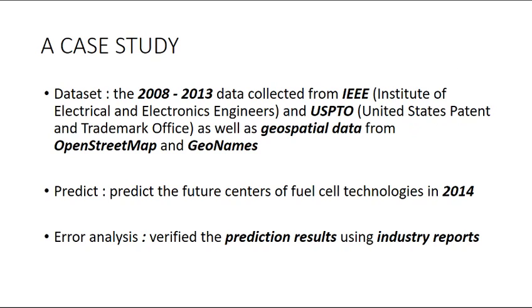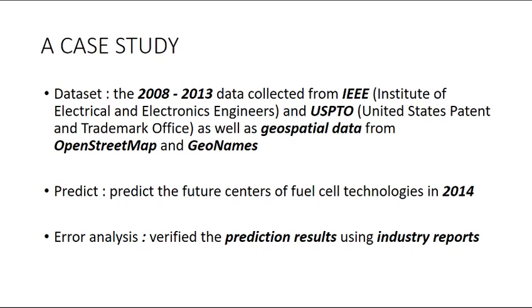So the paper deals with this case study. In this case study, the data set is collected from the 2008 to 2013 IEEE papers and also United States Patent and Trademark Office papers, as well as some geospatial data from the OpenStreetMap API and also GeoNames. So we have the data from these papers and we have the APIs which can locate these locations on a location and time scale. So we predict the future centers of fuel technologies in 2014.